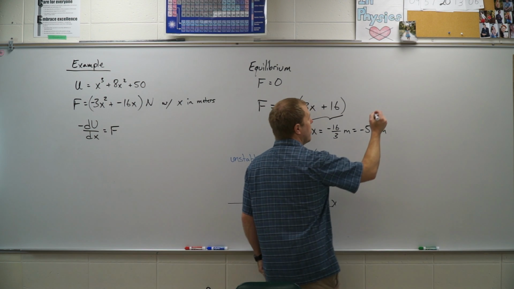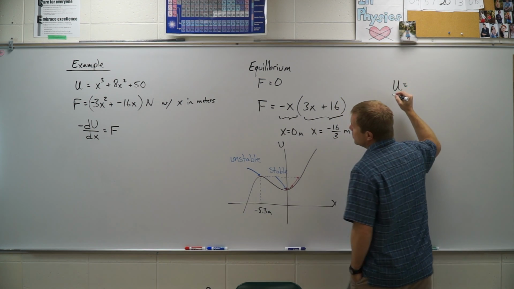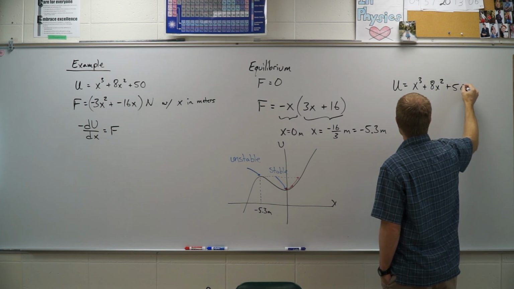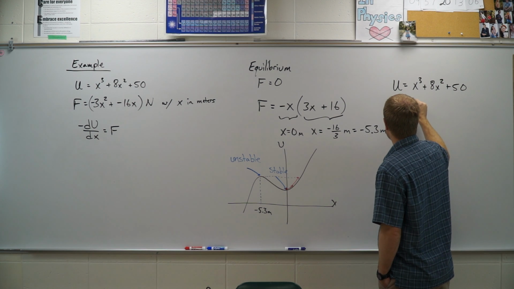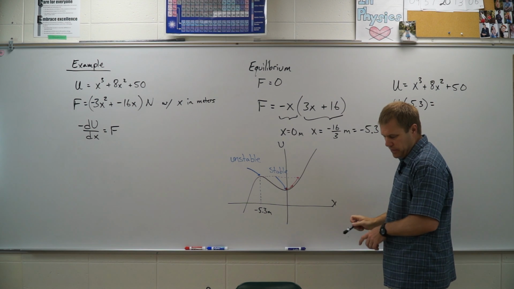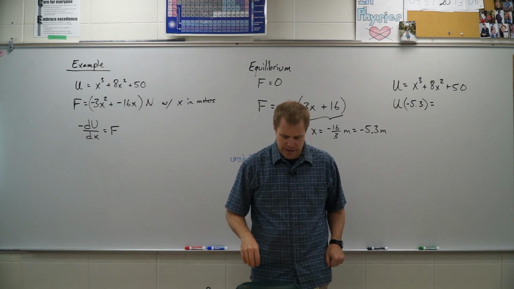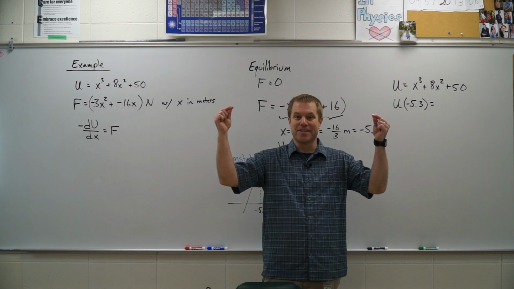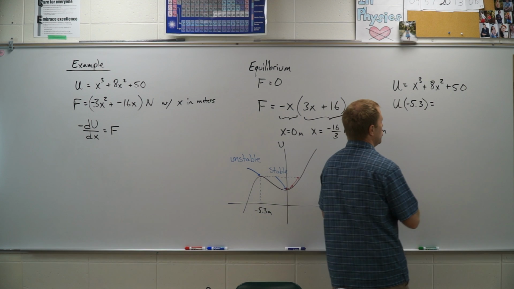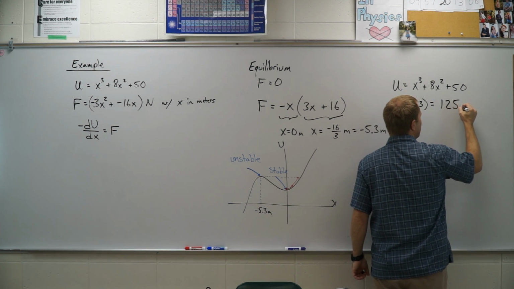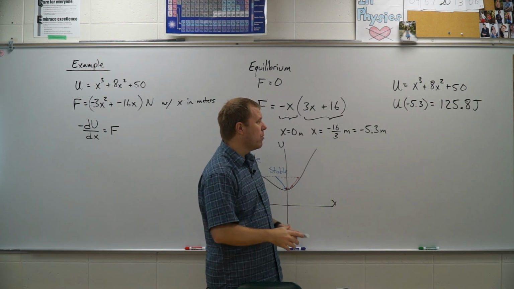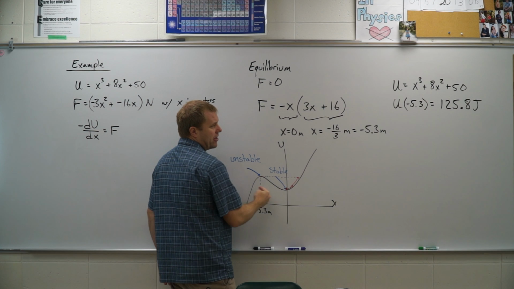So we need to then go ahead and do U equals x cubed plus 8x squared plus 50, and figure out what that is at negative 5.3. All right, and we get, oh shoot, we didn't calculate that. Let me calculate that quick for us. Oh, that was good. 125.8 joules. So any more energy than that, and we won't be bound in this area is what it's called.